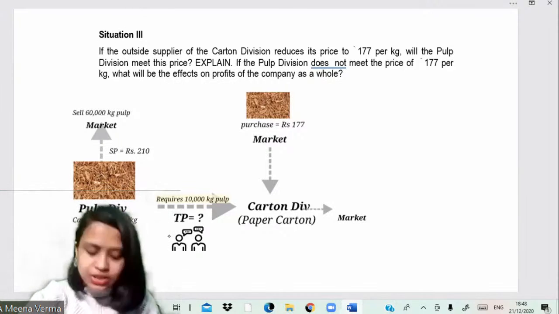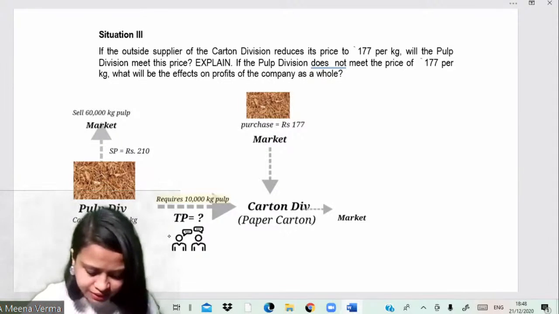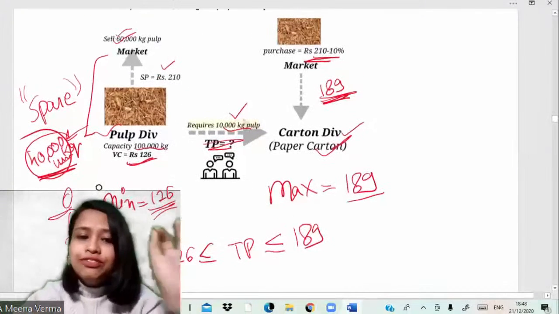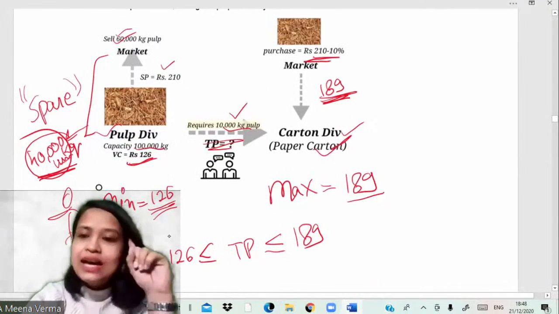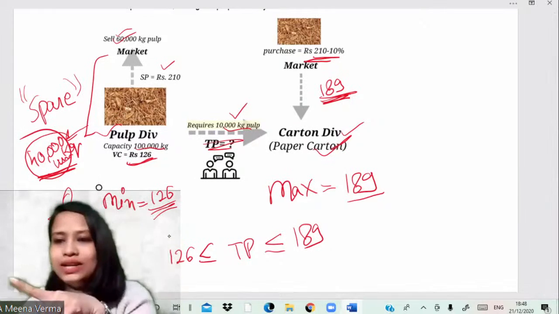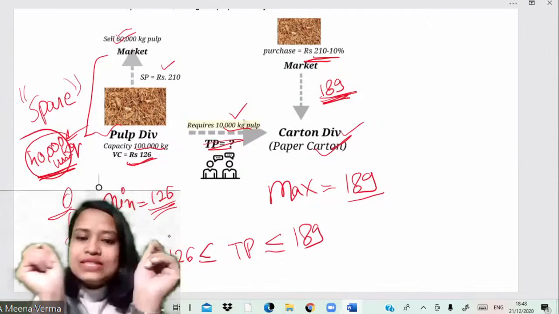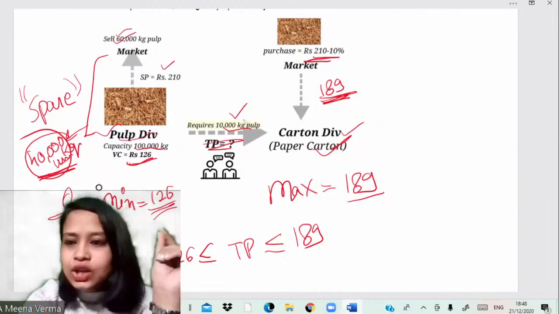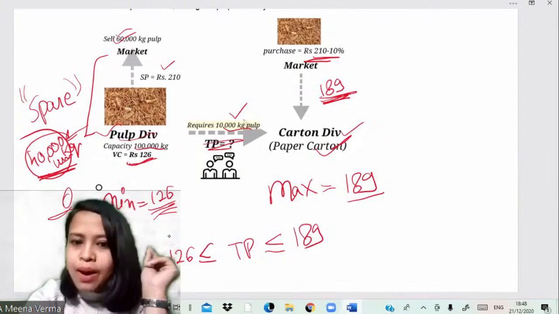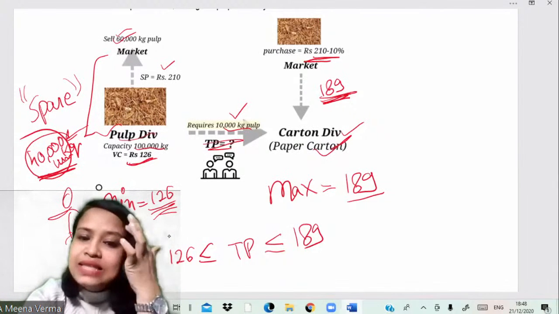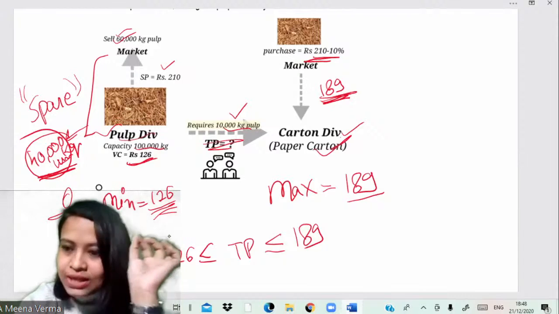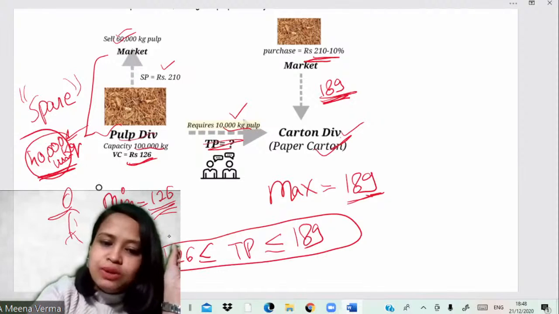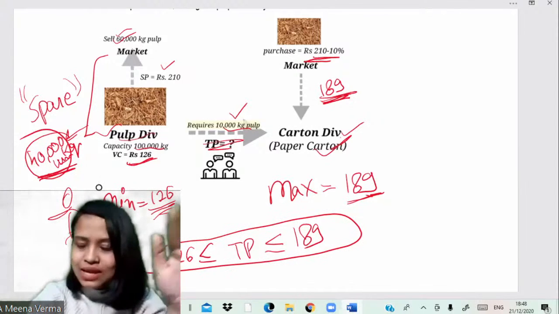Write situation third, and then give me the answer. I hope you can see that in situation 2, we will not give one specific transfer price, that the price should be 126 or 189, not like that. We will say the minimum price the manager of the pulp division is willing to receive is 126, but the maximum price the manager of the carton division is willing to pay is rupees 189. So the transfer price will be somewhere in between this range.